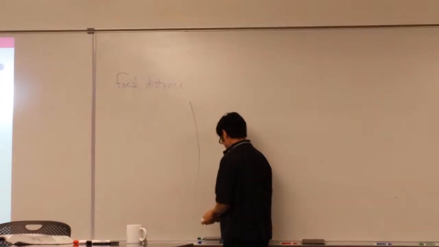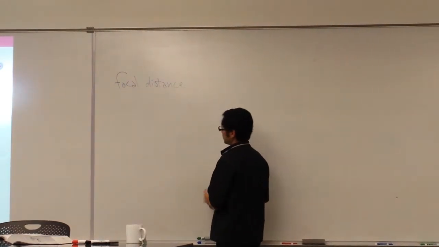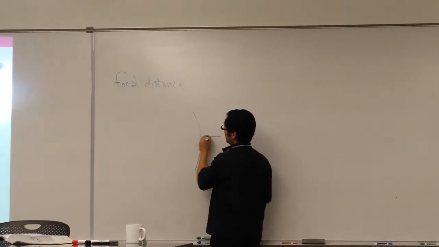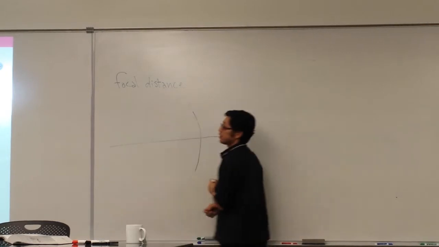So let's just do a different example where we have more rays than that particular example. Let's say you have this mirror, and here's your primary axis.